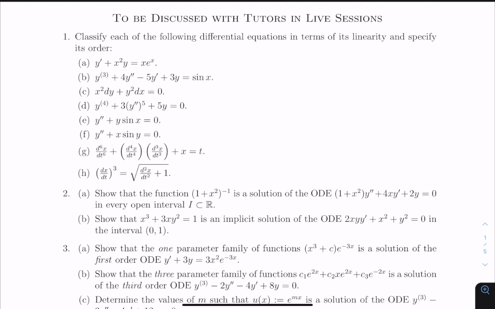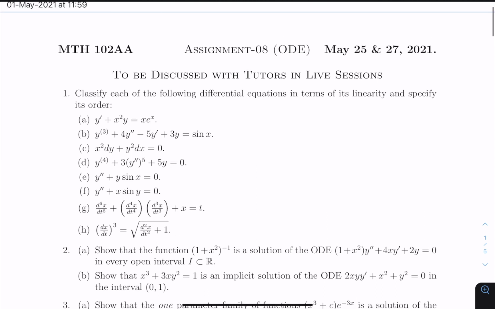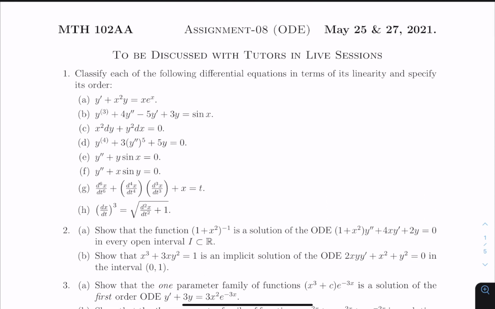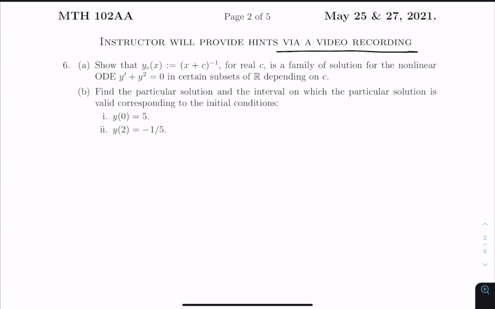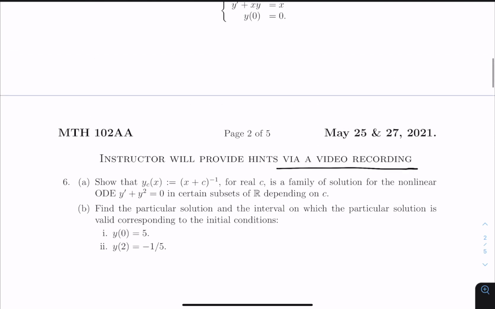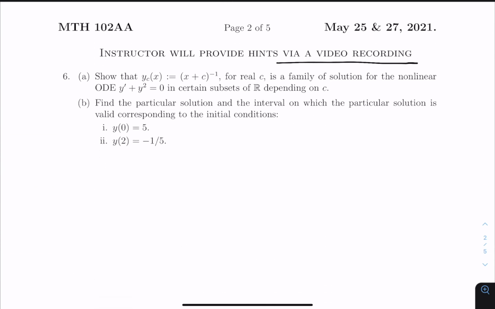Okay, so from the ODE part we're going to have a slight variation of whatever system that you have been following up to now. So in the ODE part you are going to have two types of problems. One is the assignment problems to be discussed with tutors in live session, and then you will have another set which will be given by me in a video recording, which is this session. So the assignment sheet will contain two parts. The first part will be discussed in the live sessions and the second part will not be discussed in the live session. I will provide hints here in a video recording, right?